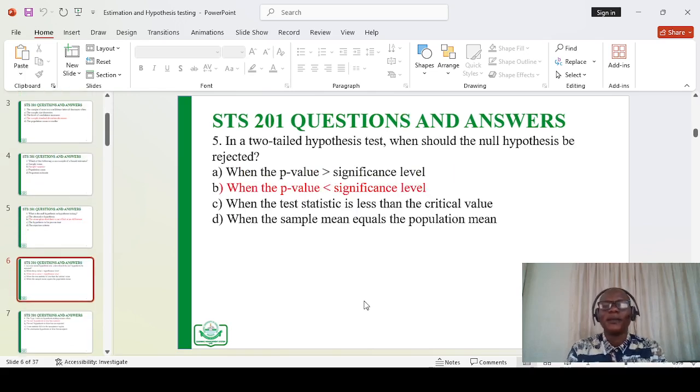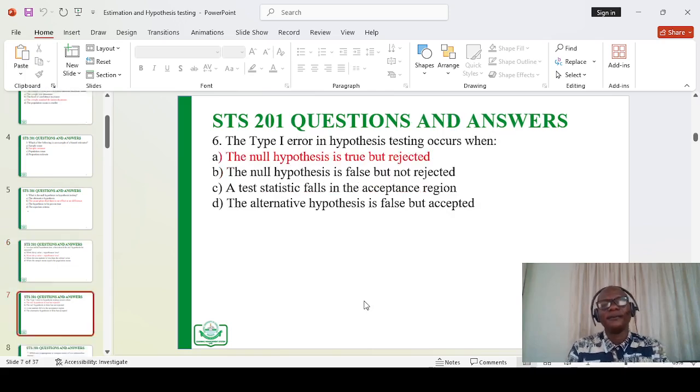In the two-tailed hypothesis testing, when should the null hypothesis be rejected? So we can only reject the null hypothesis if the probability value is less than the significance level. So therefore, B is the correct answer.